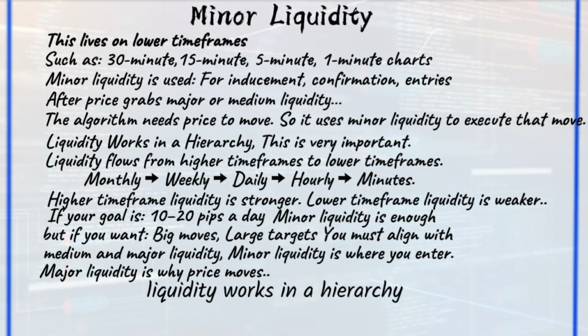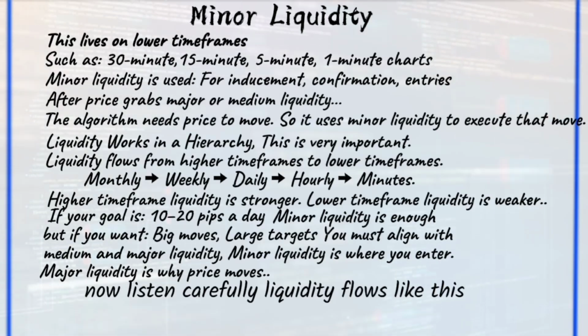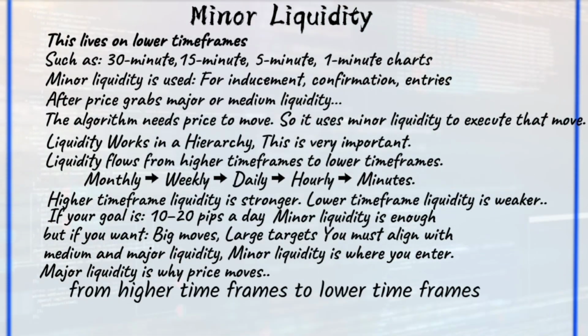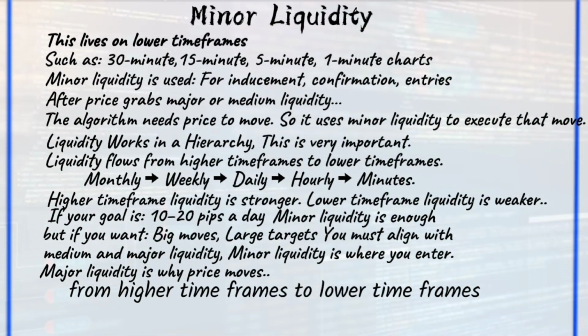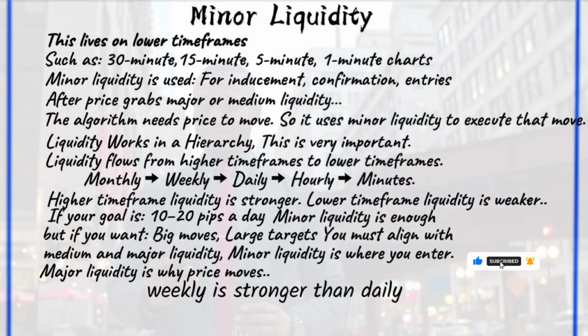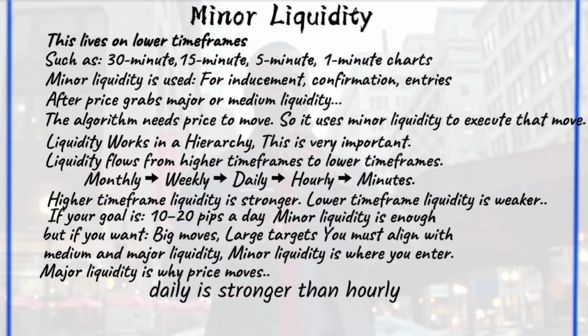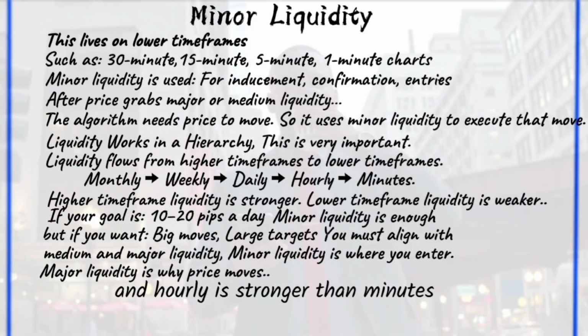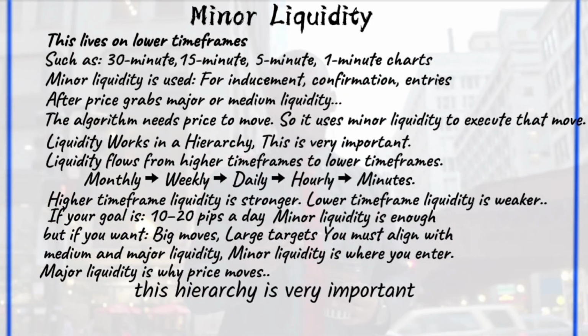Liquidity works in a hierarchy. Now listen carefully. Liquidity flows like this, from higher time frames to lower time frames. Monthly liquidity is stronger than weekly. Weekly is stronger than daily. Daily is stronger than hourly, and hourly is stronger than minutes. This hierarchy is very important.